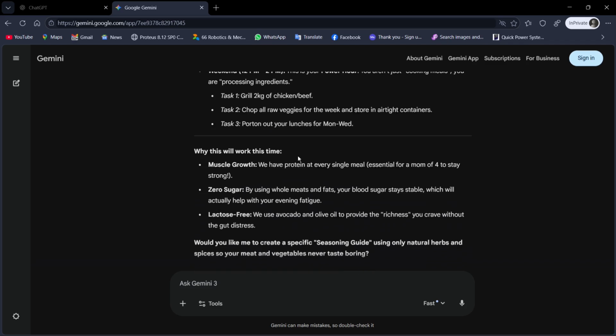Why will this work this time? Muscle growth. You'll have protein at every single meal, zero sugar. By using whole meat fats, your blood sugar stays stable, which actually helps with your evening fatigue.